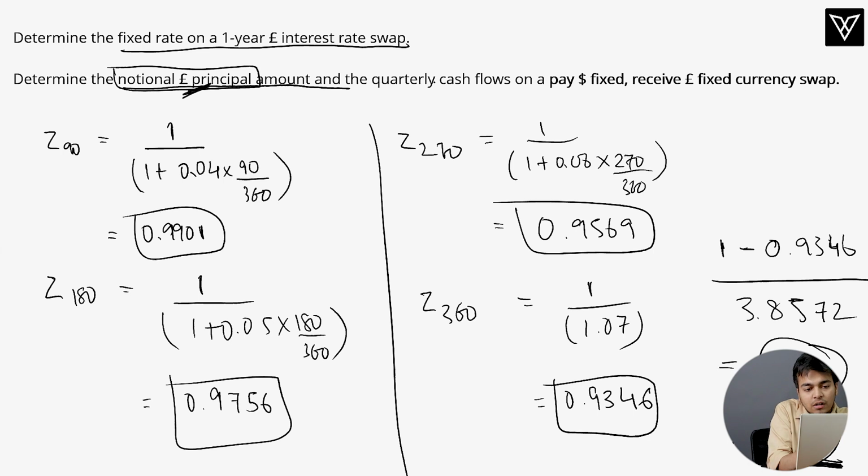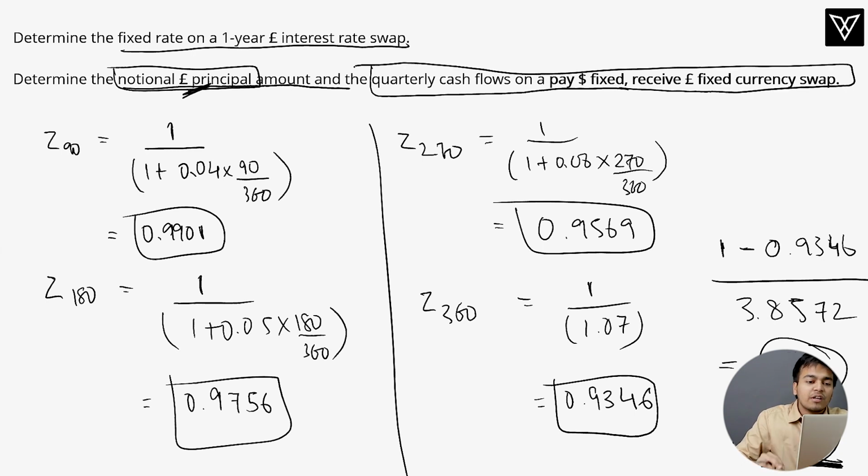Now we need to figure out the quarterly cash flow on a pay dollar fixed and receive GBP fixed currency swap. Alright, so the quarterly cash flows which the two companies, company A and company B, are going to exchange with each other. Quarterly cash flows, so we are talking about the interest amounts. Alright, so we had 1.1% already for the USD part. Now we have 1.7% as well for the GBP part. So the respective interest rates with the respective principals is something that we need to multiply.